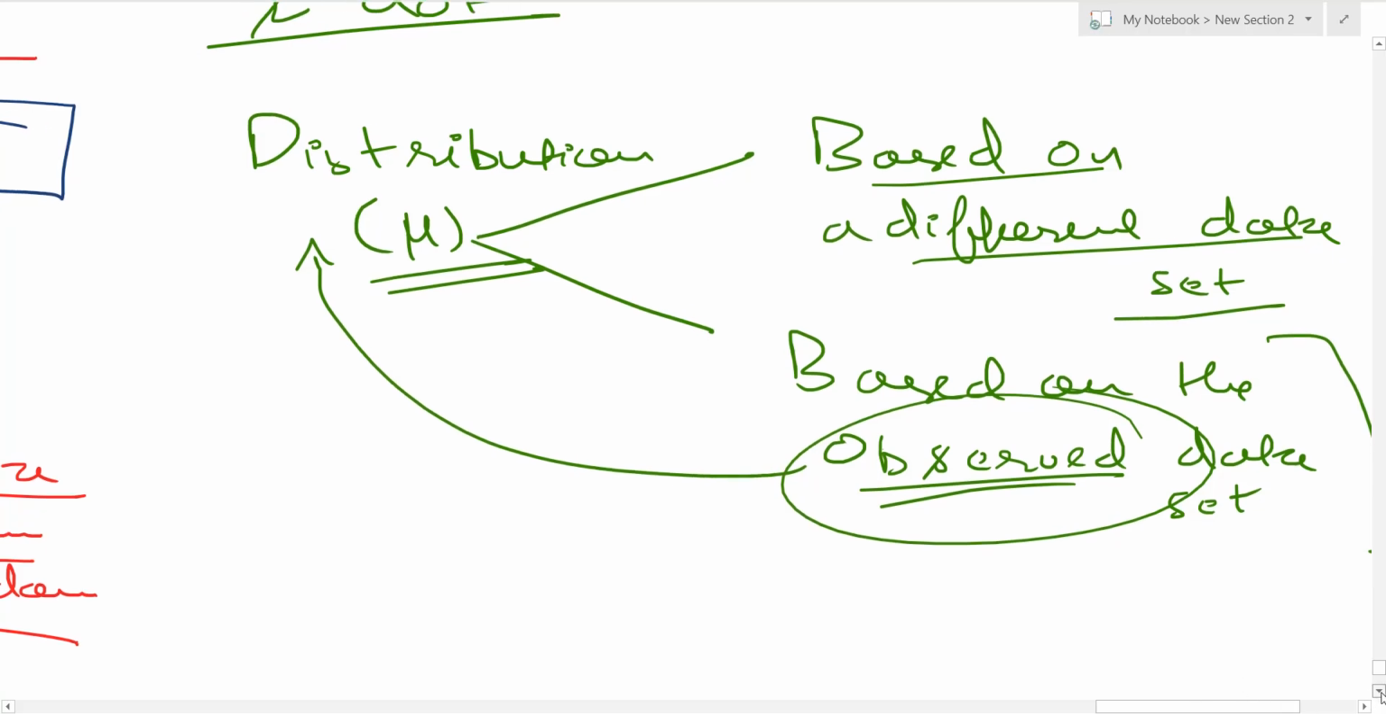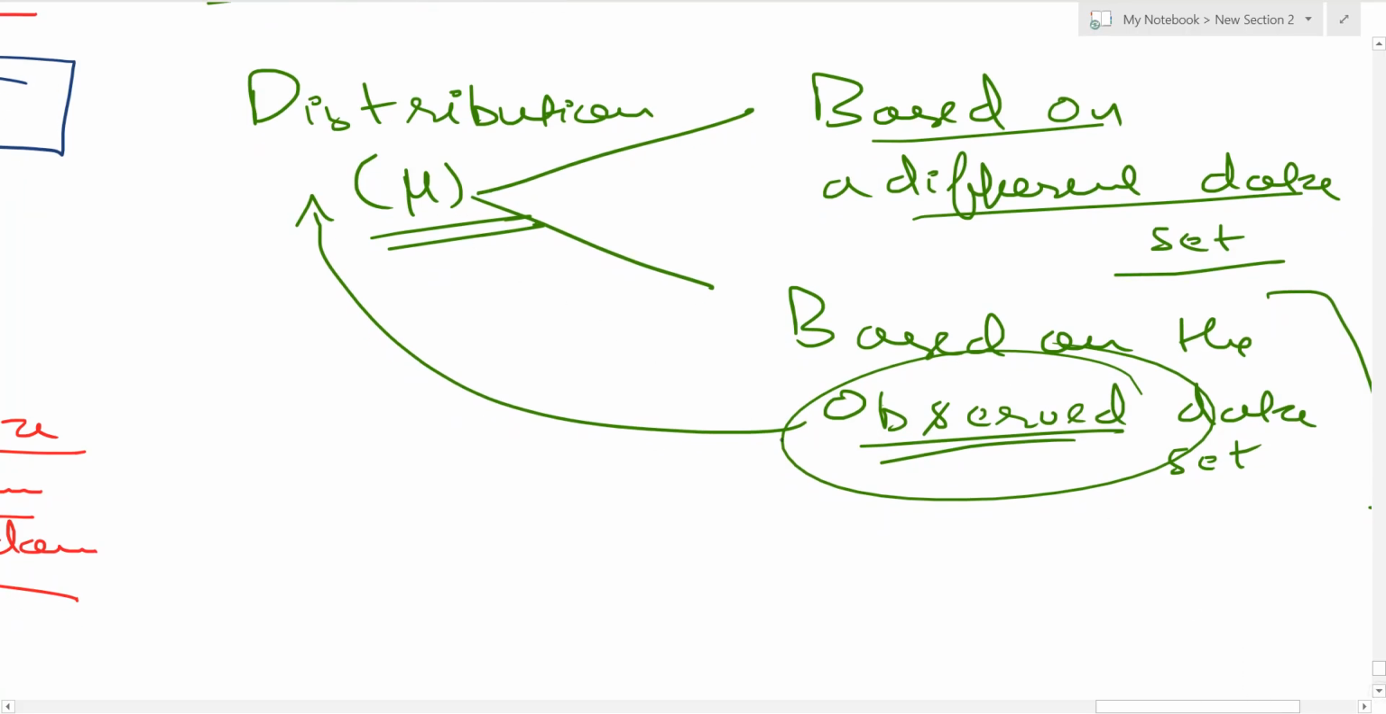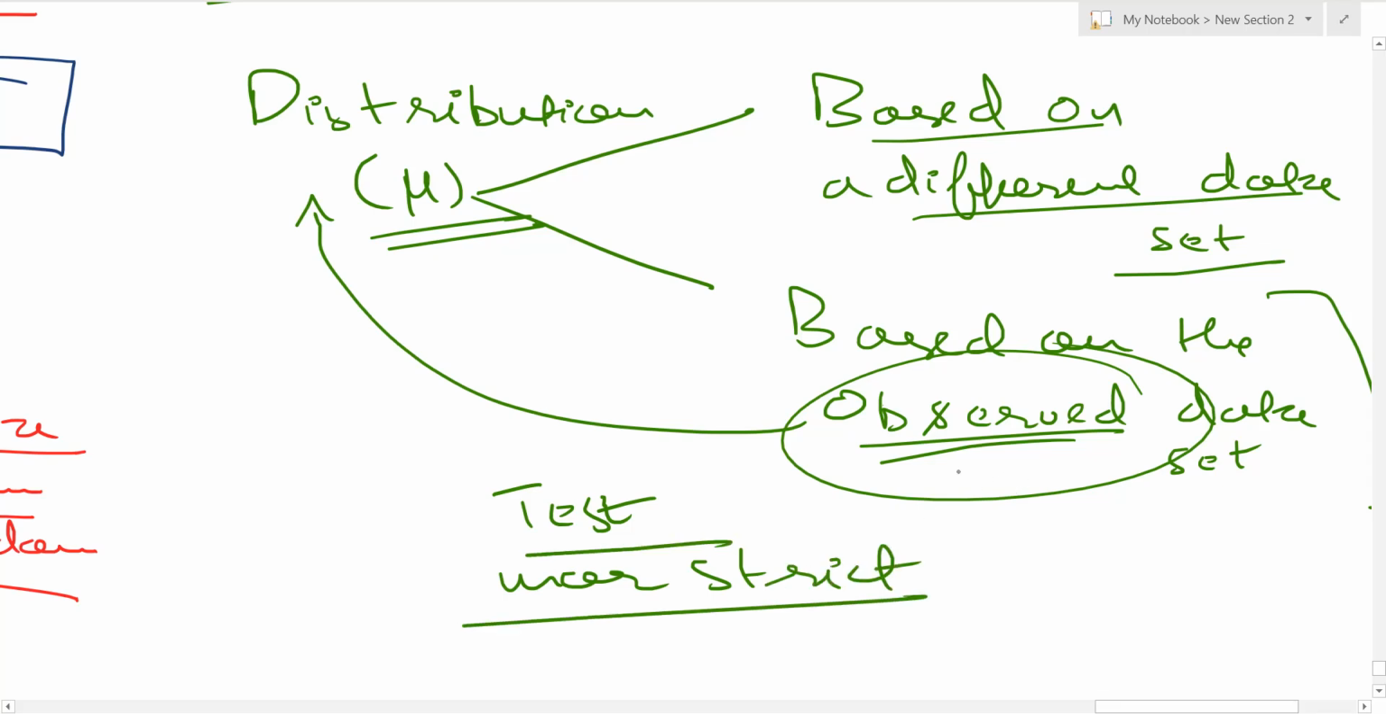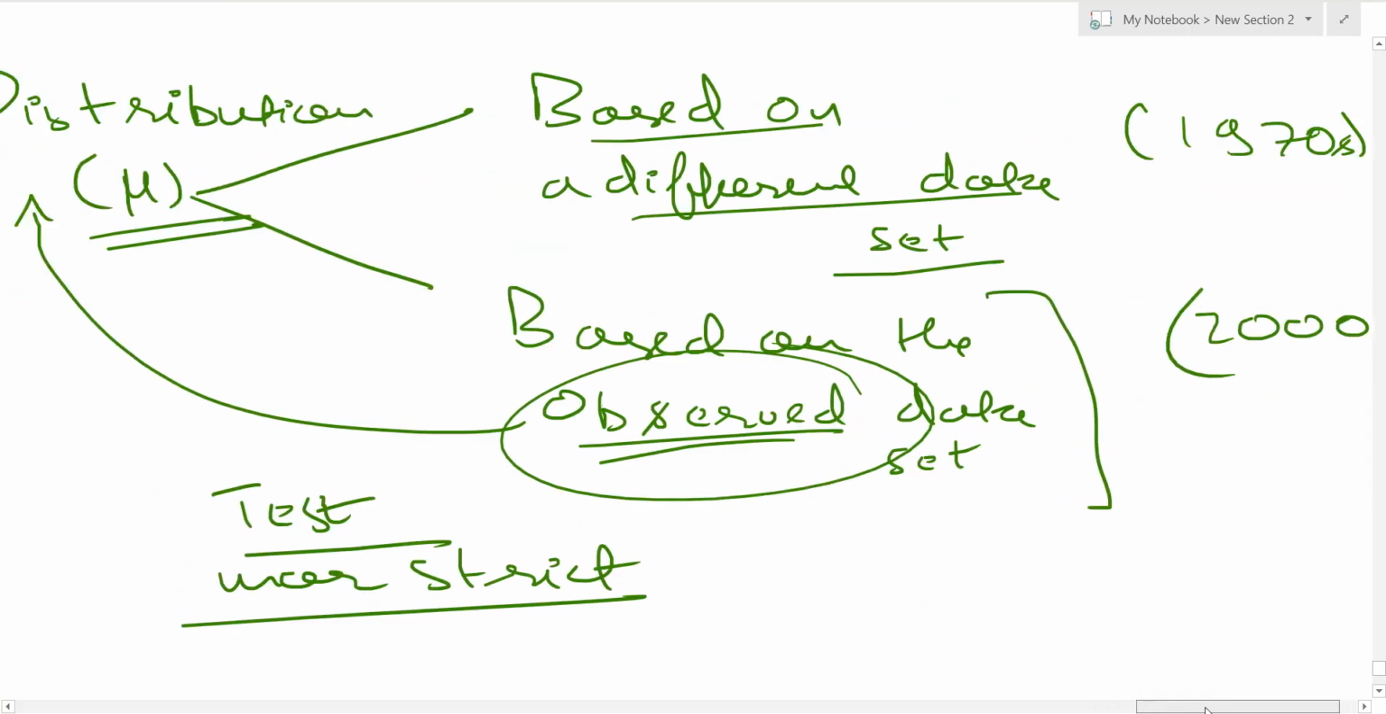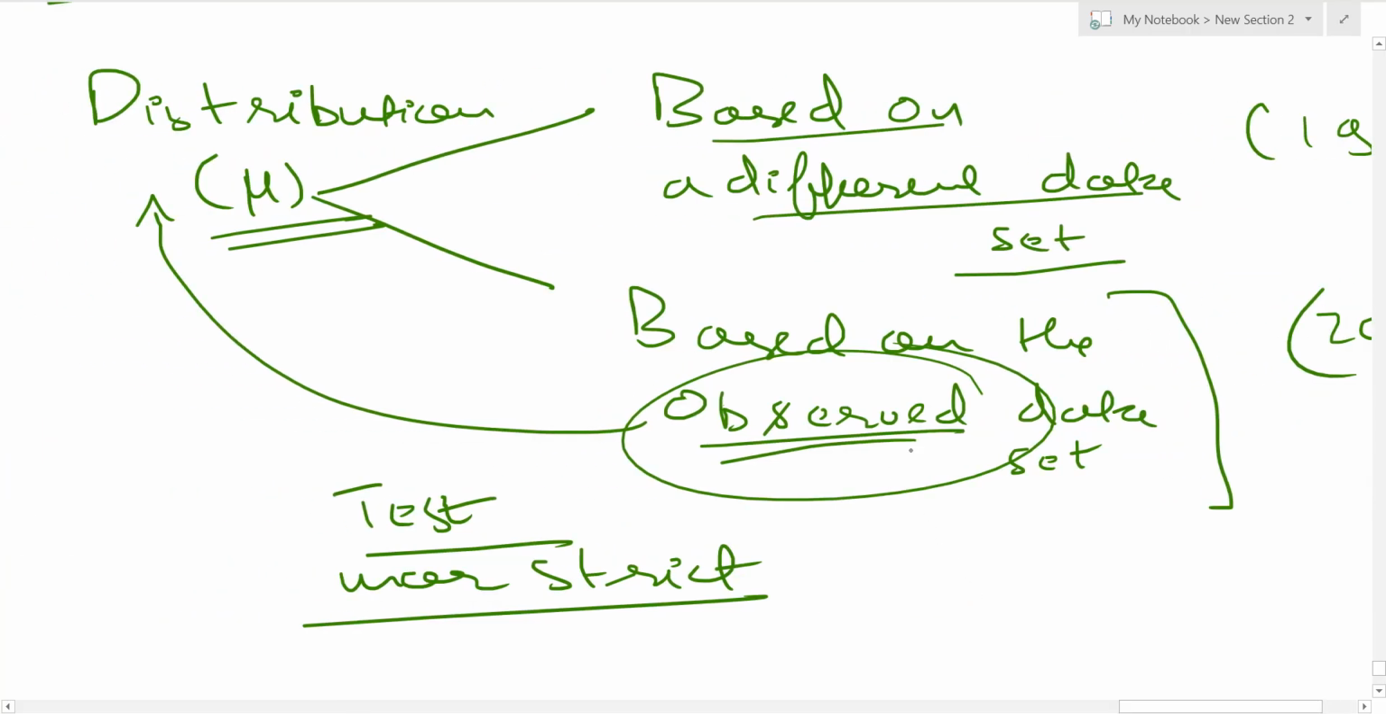But if you compute your parameter value from the observed data set, then you are reducing the reliability of your test. So you need to make the test more strict if you are using the observed data set to compute the value of the parameter, because it is a very lenient test. It is not good enough if you're using the observed data set to compute the value of the parameter. So to improve the efficiency of this test, you need to make it more strict.